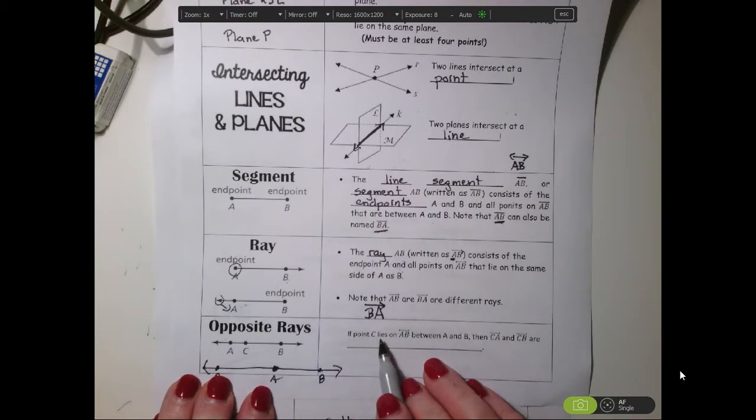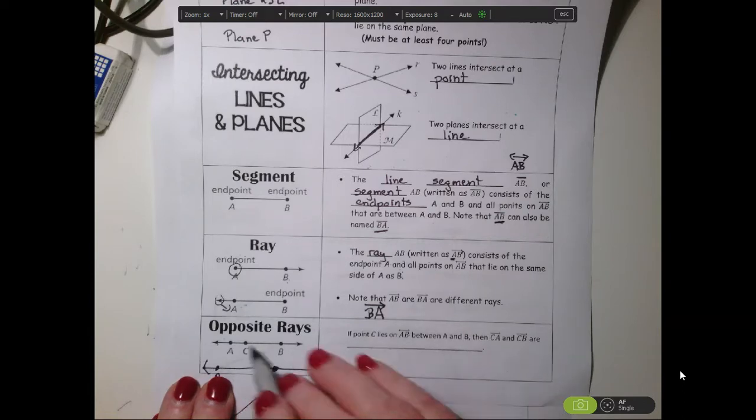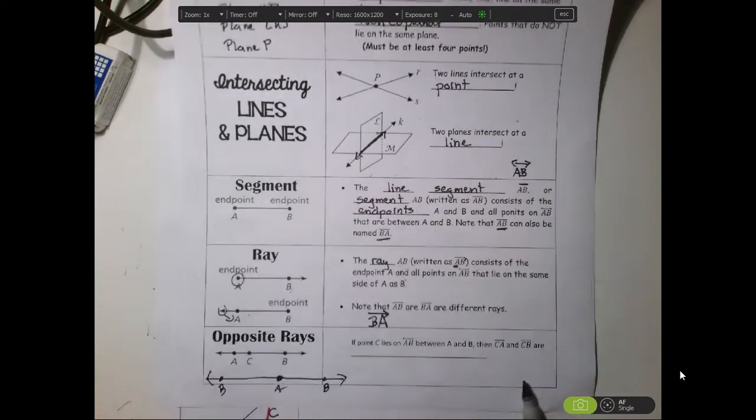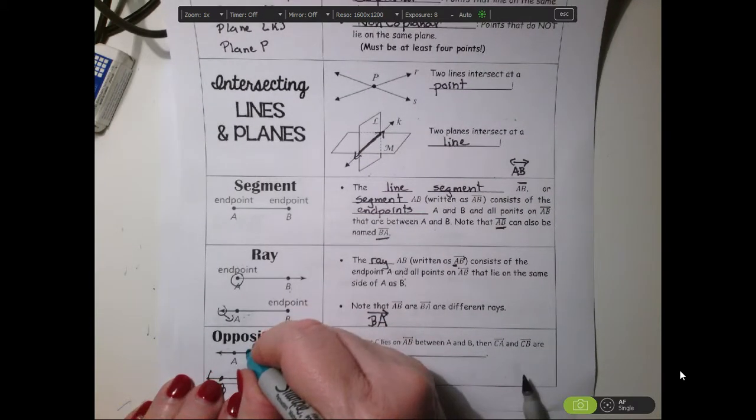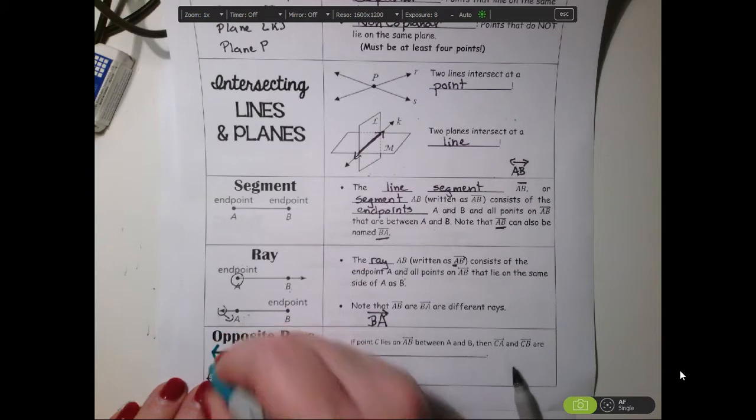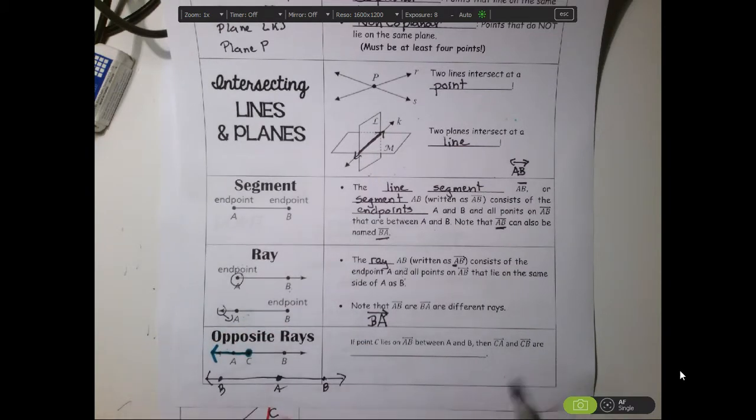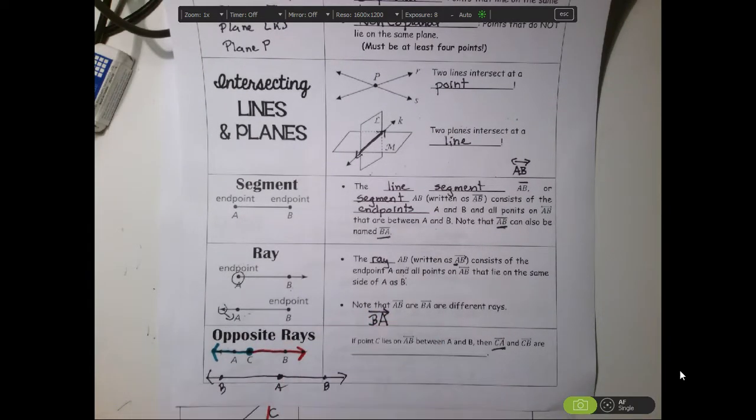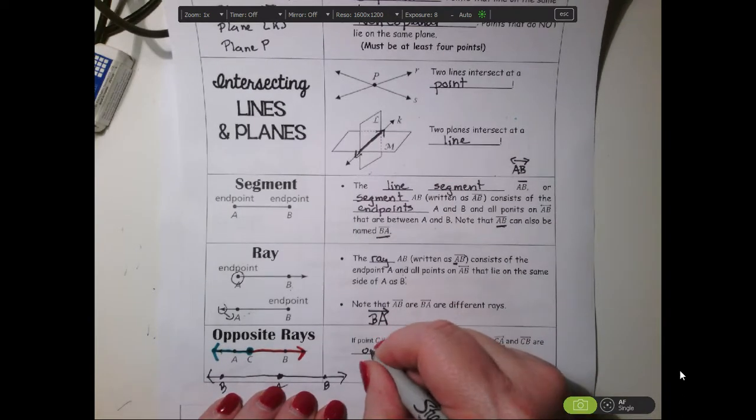So if point C lies on line AB, so here's line AB and C is on it, then either CA, so let's do it in two different colors, this could be ray CA and ray CB. This would be ray CB. And you can see that those are opposite rays.